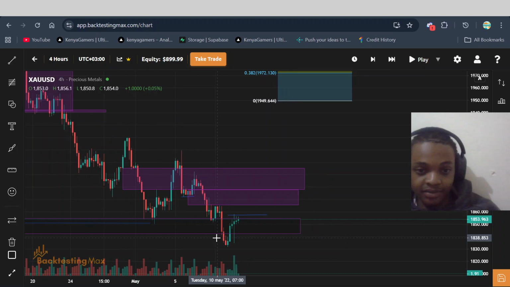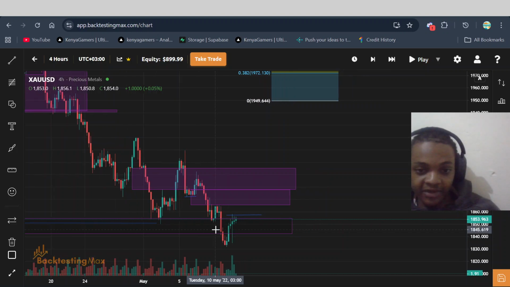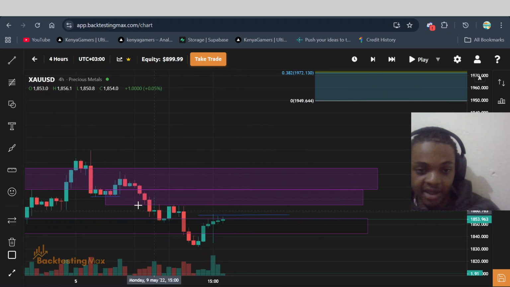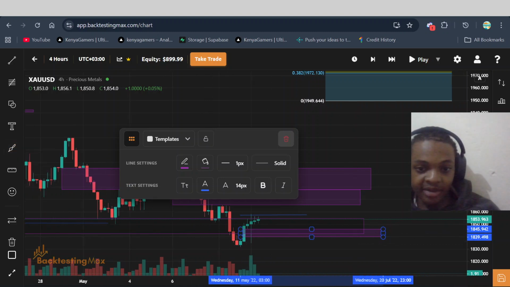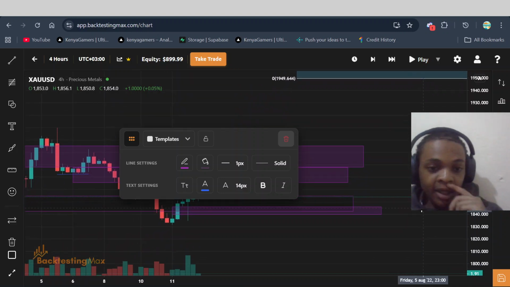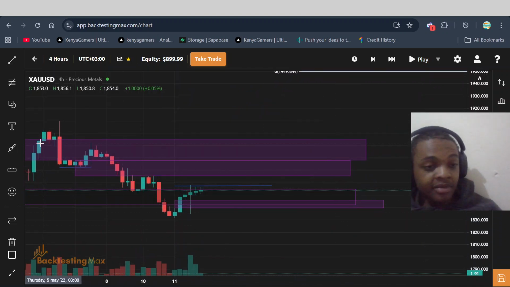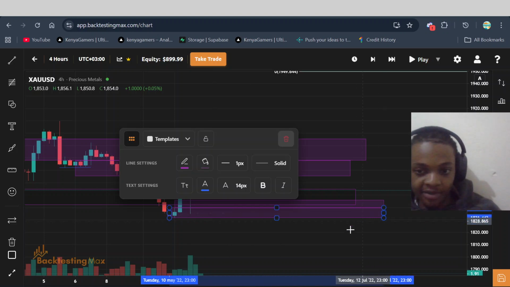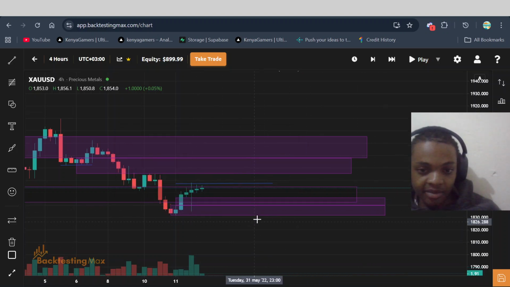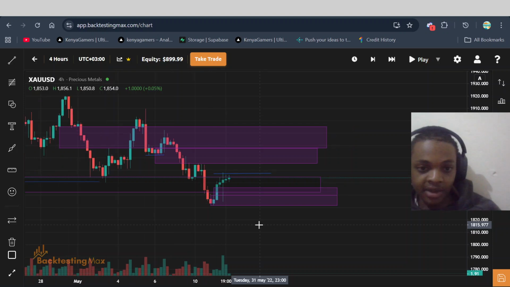So, looking at the 4-hour chart, it looks like there's a 4-hour fair value gap right there, and this 4-hour fair value gap over here becomes our buy zone together with this order block right here. All this comes together and becomes our buy zone.